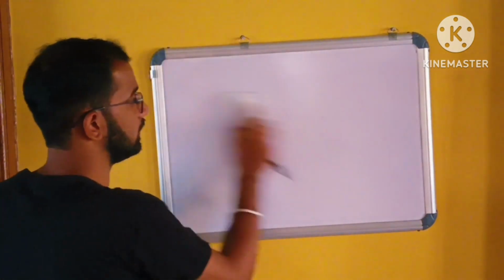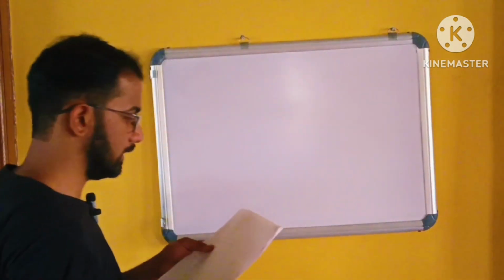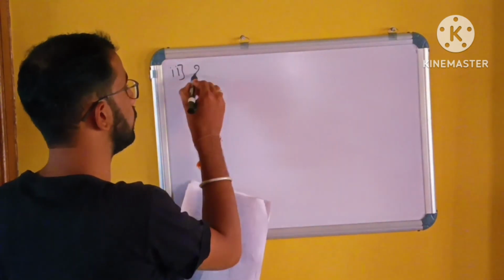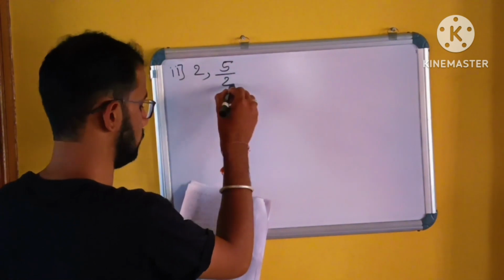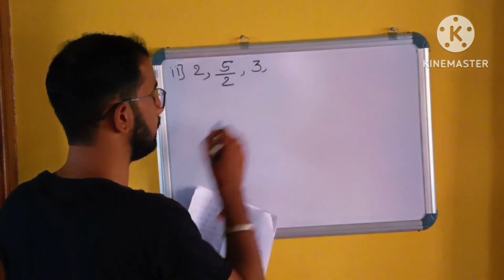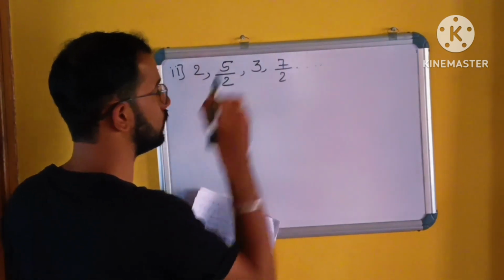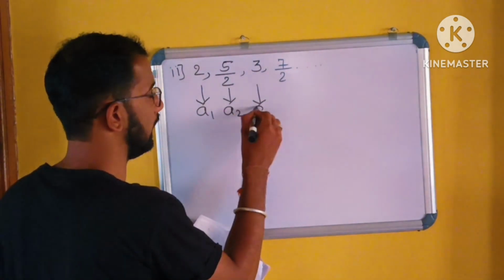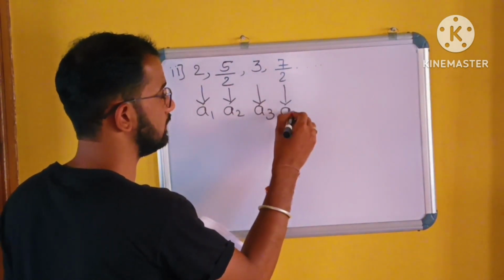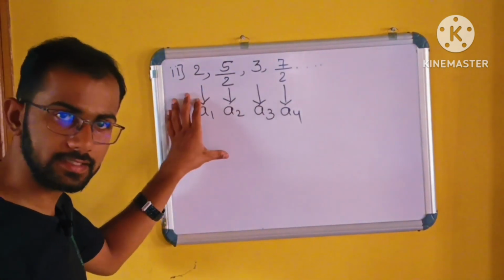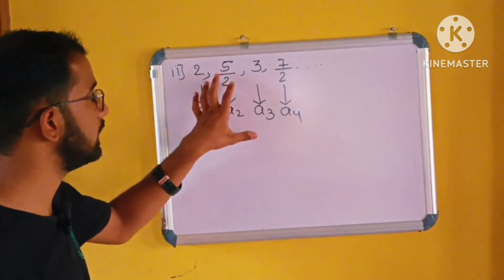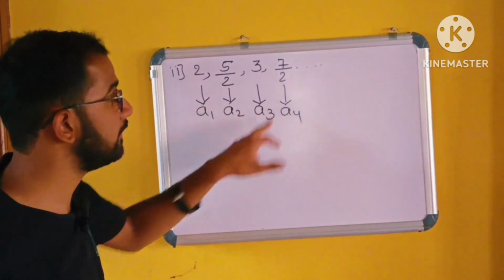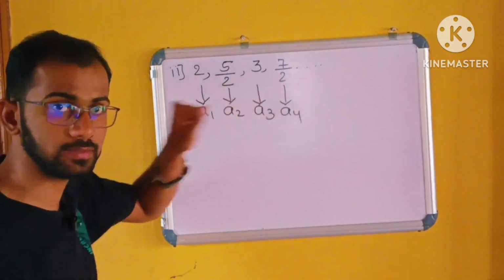Let's move on to the next question. That is the second: 2, 5 by 2, 3, 7 by 2, and so on. Let us assume A1, A2, A3, and this is A4. This is the given sequence. Here we need to check first whether the given list of numbers is an AP or not. If it is an AP, then we need to write the next four terms.